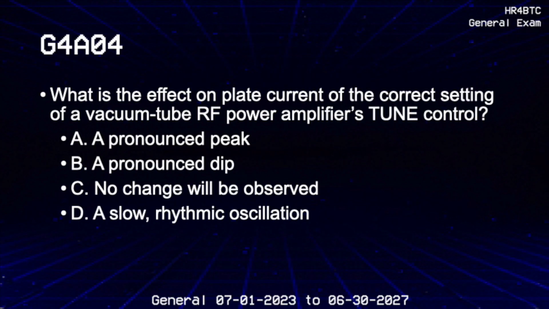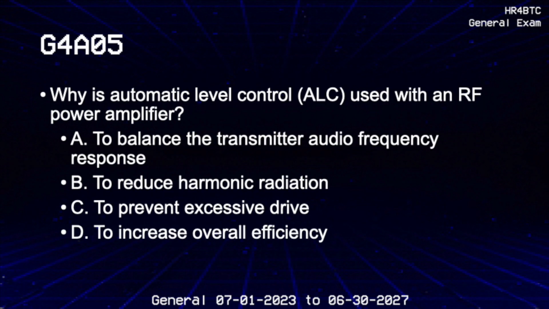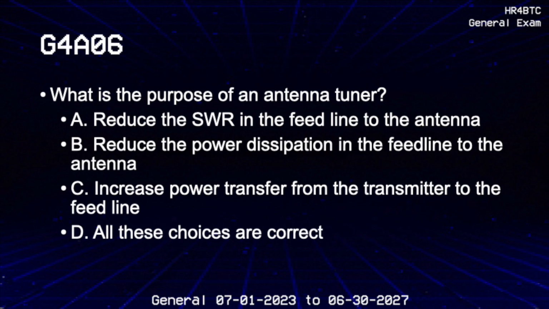What is the effect on plate current of the correct setting of a vacuum tube RF power amplifier's tune control? A pronounced dip. Why is automatic level control (ALC) used with an RF power amplifier? To prevent excessive drive. What is the purpose of an antenna tuner? Increase power transfer from the transmitter to the feed line.